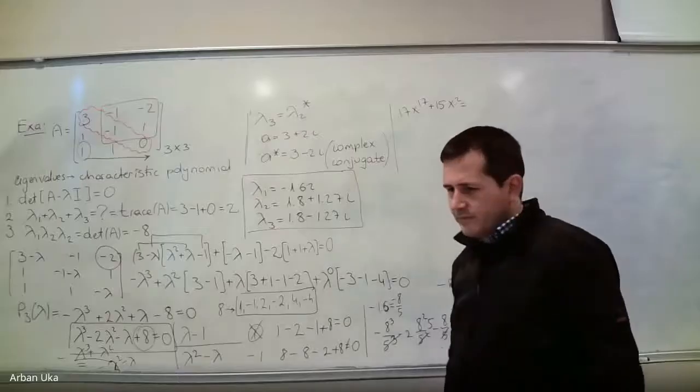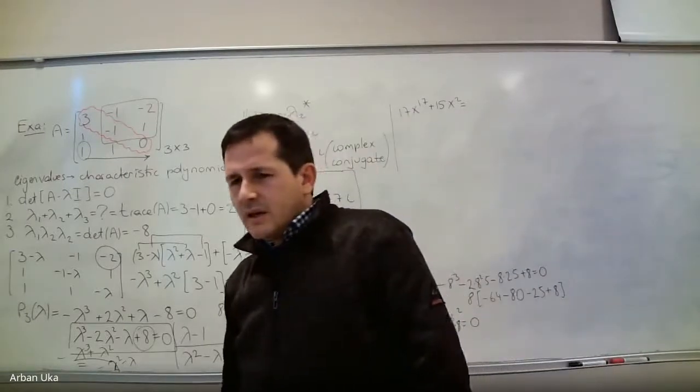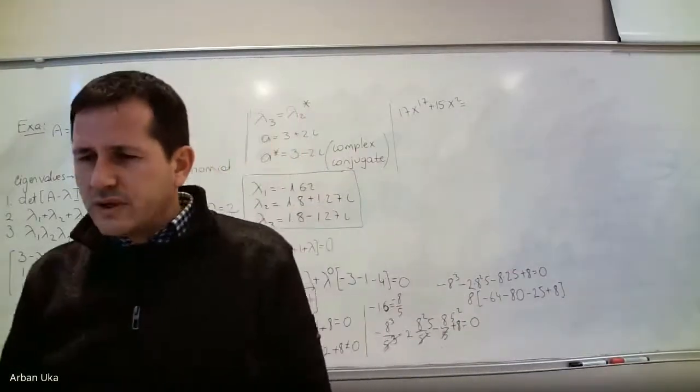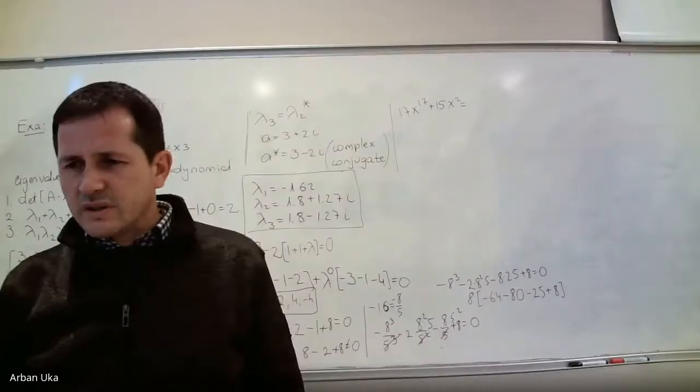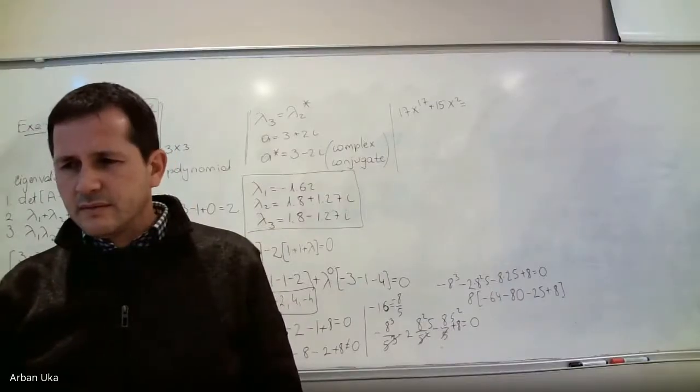Professor, I'm sorry for the interruption, but how did you find lambda 2 and 3? Because we found only one solution, 1.6. We found it using the software. So that means we have 3 solutions for the equation? Yes. Okay.